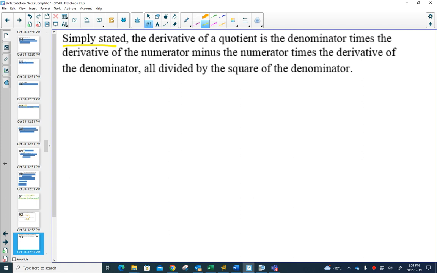The derivative of the quotient is the denominator times the derivative of the numerator minus the numerator times the derivative of the denominator all divided by the square of the denominator. Oh yeah, I get it now, Mr. Chair. Thanks for stating it so simply.